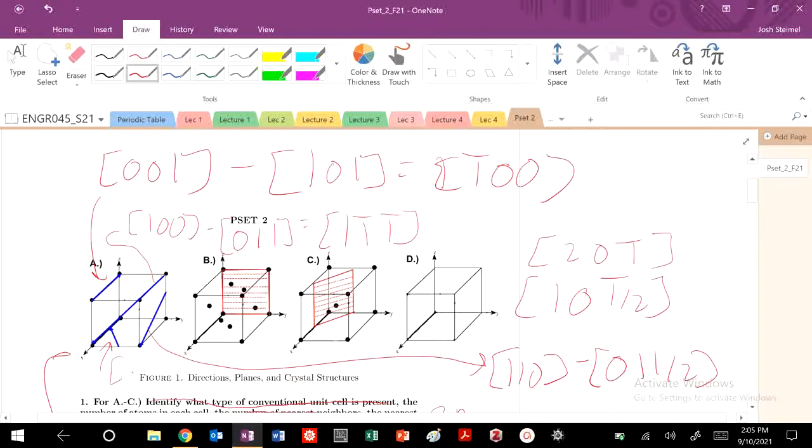And then finally this guy. So where's my finish? It's going to be 1 half, 0, 0, minus my start, which is 1, 1 half, 0. So 1 half minus 1 is negative 1 half, and then 0 minus 1 half is another negative 1 half, and then 0. That ends up being 1, 1, 0. There we go. So really only this 1, 0, 0 direction is close packed. All the rest are not.